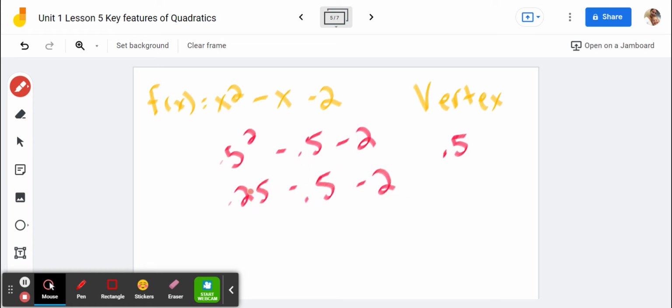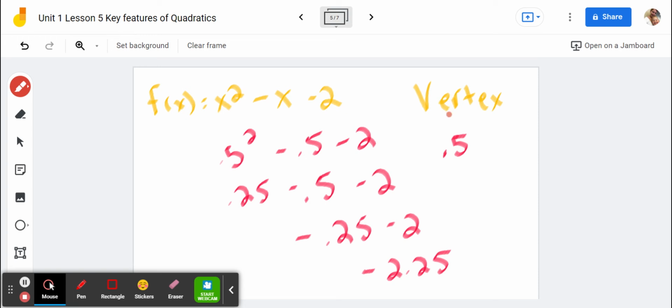I'm going to start from the left to the right on this. So I minus 0.5 and I get negative 0.25, and then I minus 2 more and I get negative 2.25.